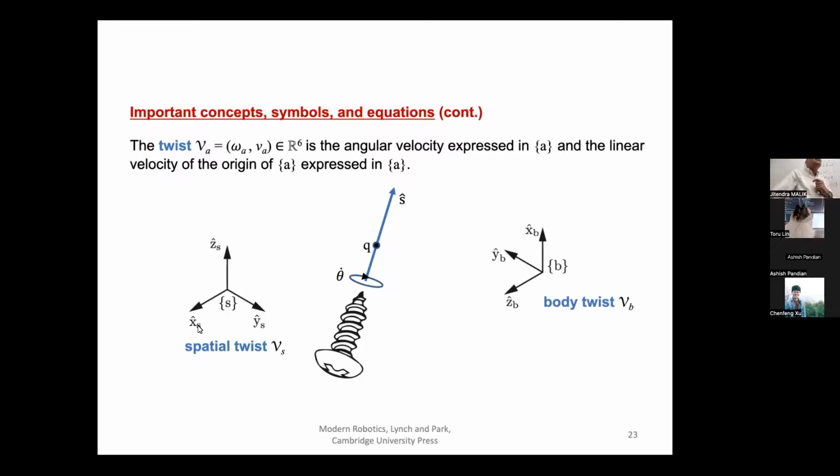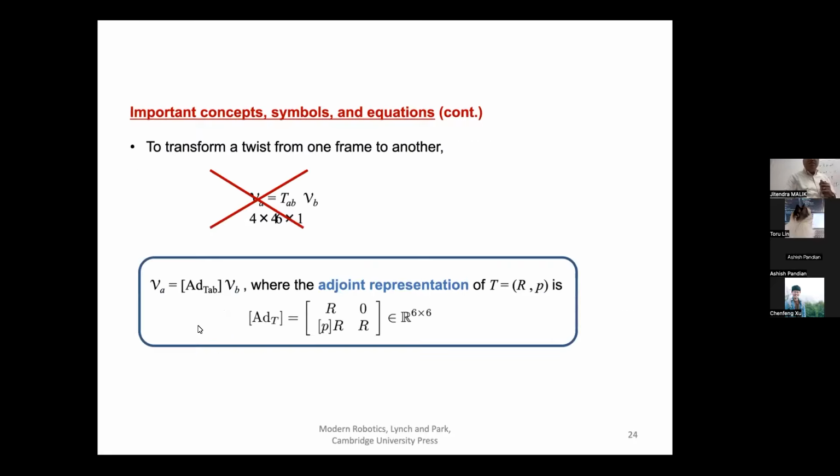So twist is a mathematical term here. Twist here corresponds to the infinitesimal part of a Euclidean displacement. So it's like an angular velocity part, which is this omega A, and then the linear velocity part, which is V_A. Okay, so far so good. So the twist is a 6-dimensional vector.